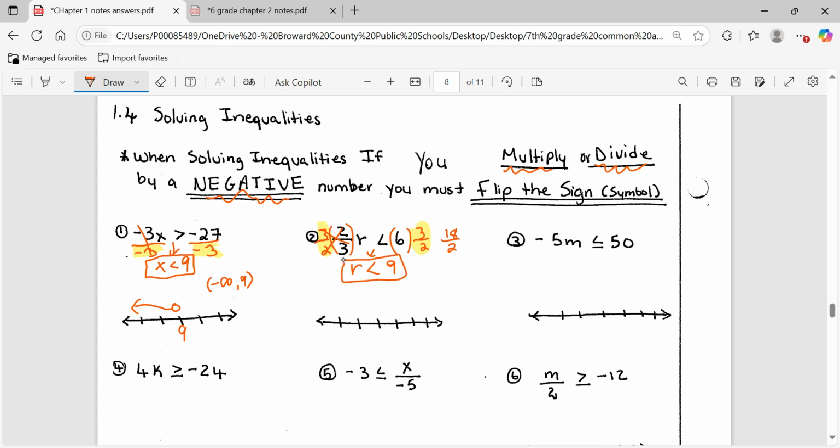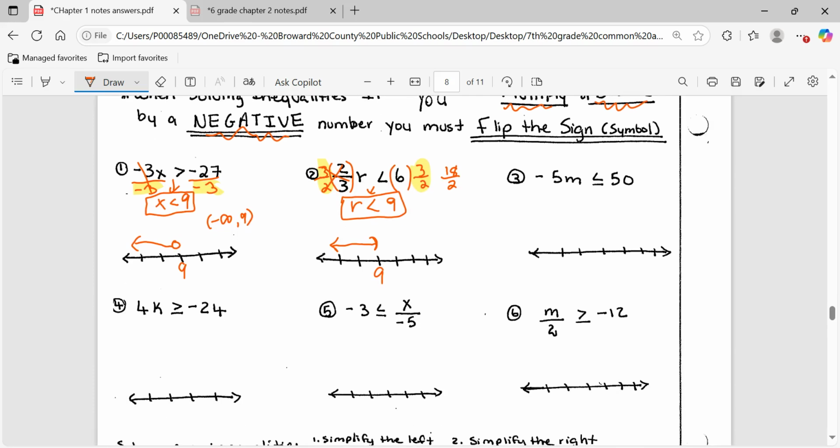So what number now, if I'm going to graph it, must be on the number line? Correct. Still a 9 must be on the number line. Will I have a parentheses or a bracket? I would have a parentheses. And if r is less than 9, will my arrow go to the left, less than, or to the right? It's going to go to the left because r is less than 9. Let's look at number 3. Do I want to do 3?